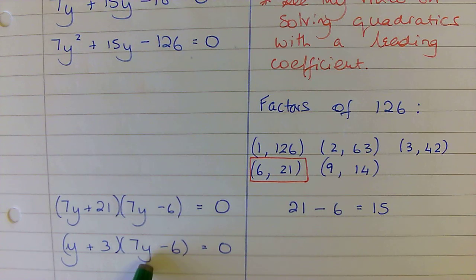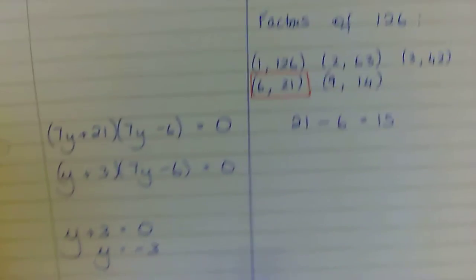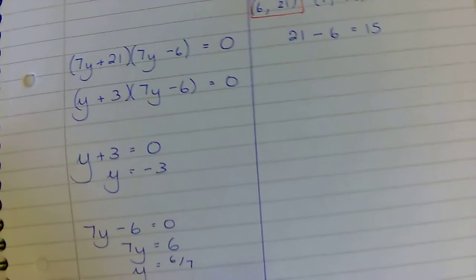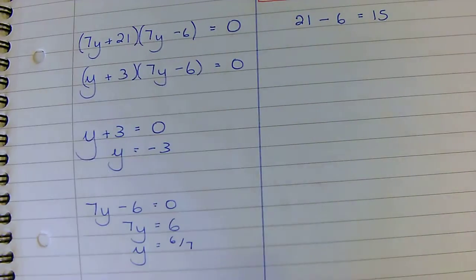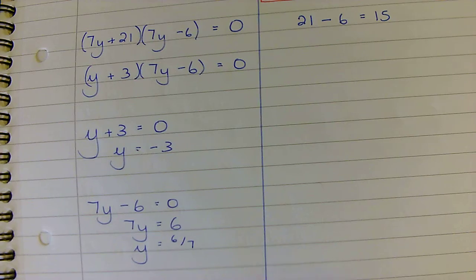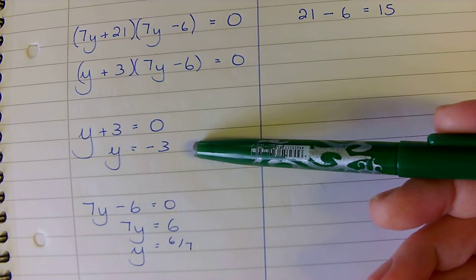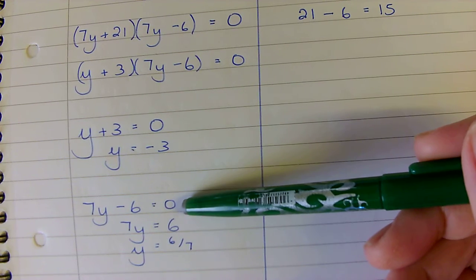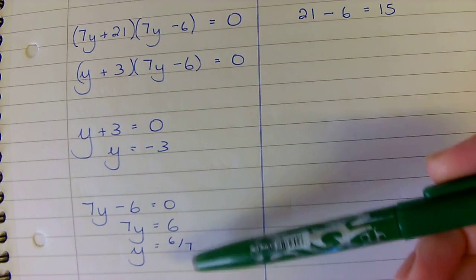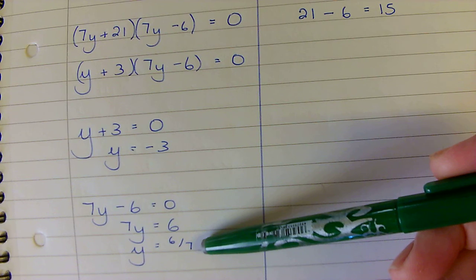The other bracket remains the same, and it's then just down to the solution of that, which is where we consider both of those brackets being equal to 0. If the first one was 0, then we would end up with y is minus 3, and if the second bracket was 0, then we would end up with y equals 6/7.